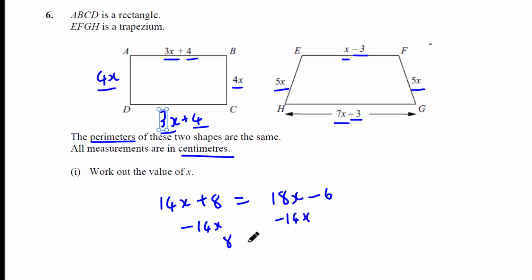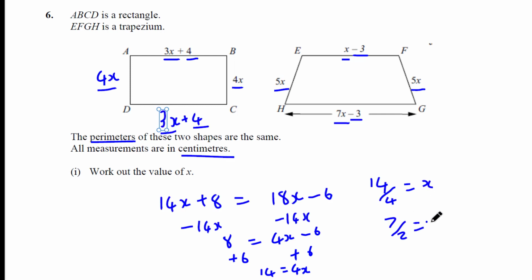So we get 8 equals 4x minus 6, plus 6 on both sides. So we get 14 equals 4x. So we know 14 over 4 equals x, which is 7 over 2, x, which equals 3.5 centimeters. Another question quite easily done.